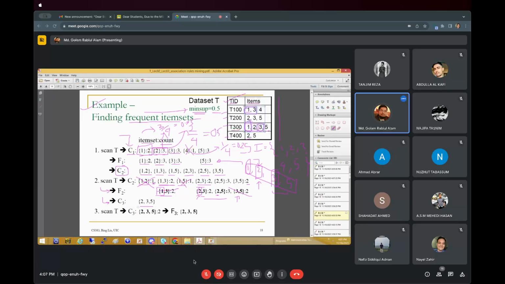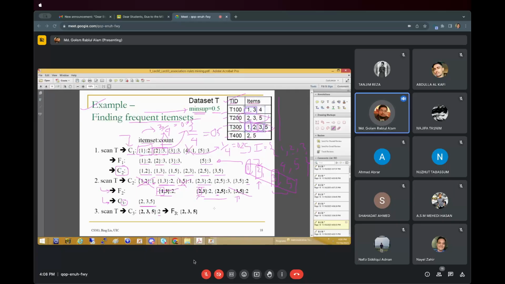So next, the C3. This means candidate set of 3 elements. Okay, 3 items. So this is the candidate. Now what we have to do, we have to count the frequency of this candidate and determine our support again. So in this case, 2 3 5. This is 2 3 5 here, and here is also 2 3 5. So it appeared two times. So that means 2 3 5 appeared 2 times.